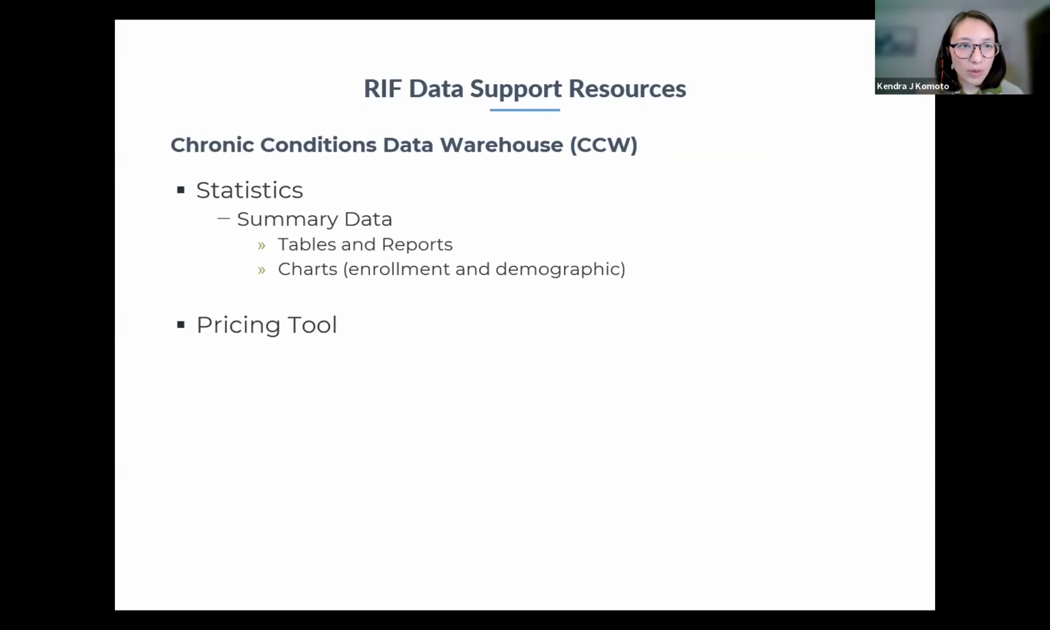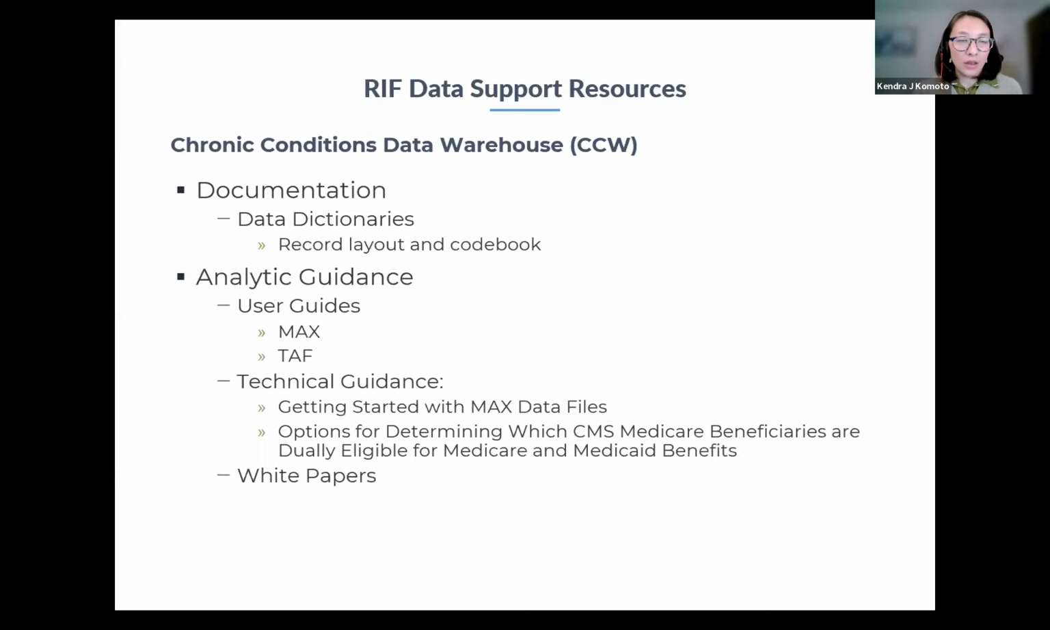Tomorrow, I'll talk more about a pricing tool, but this can be used for a simple query of select TAF variables from 1 year of TAF data. So you can actually get some preliminary count information for a specific cohort or group of enrollees using the CCW pricing tool, and that can be really helpful. CCW hosts the TAF RIF documentation, so they have record layouts and code books for the TAF RIF, as well as record layouts for the MACs data.